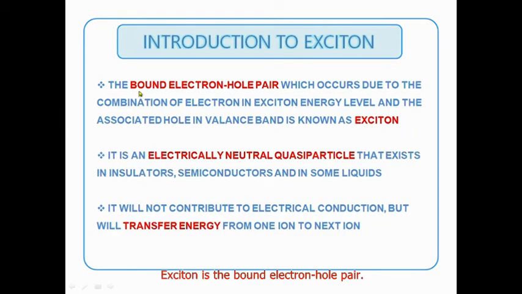Exciton is the bound electron hole pair. So this bound electron hole pair, which occurs due to the combination of an electron in the exciton energy level and the associated hole in the valence band, is known as an exciton.